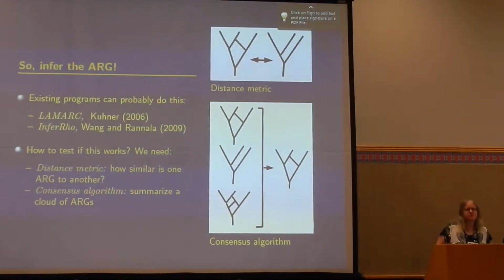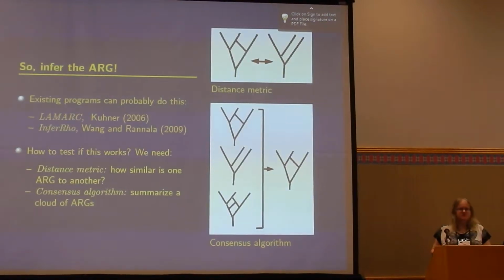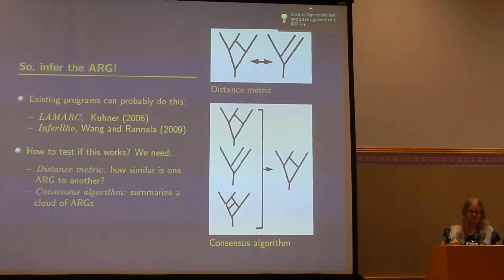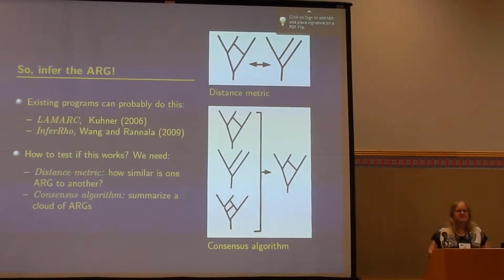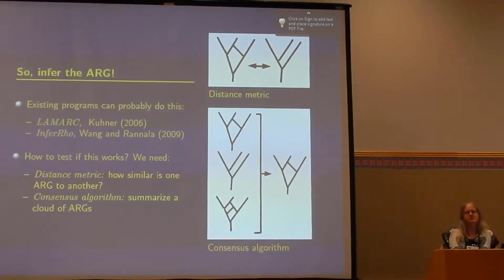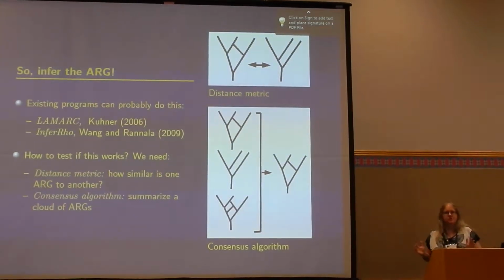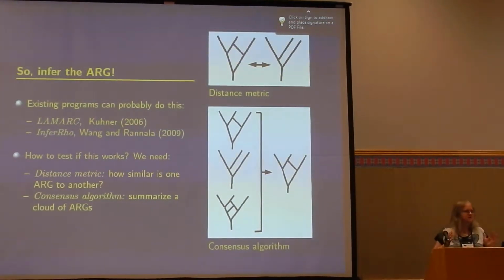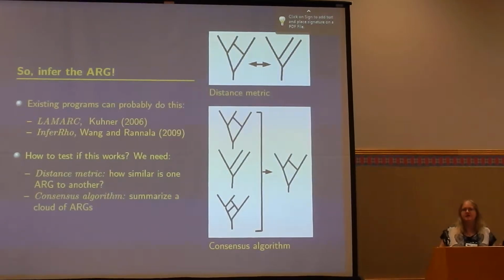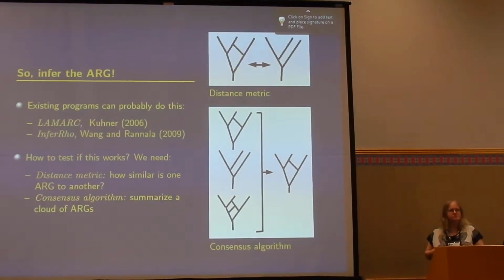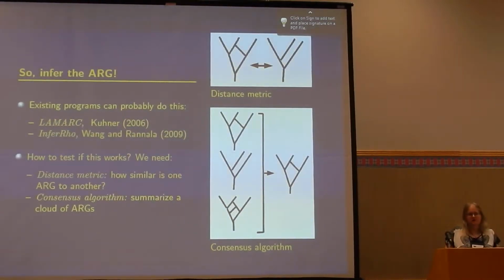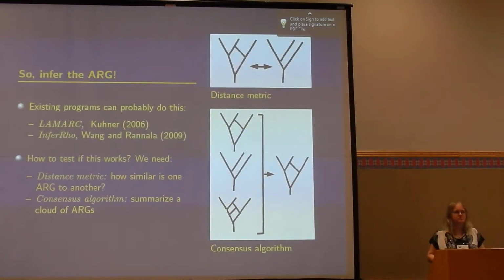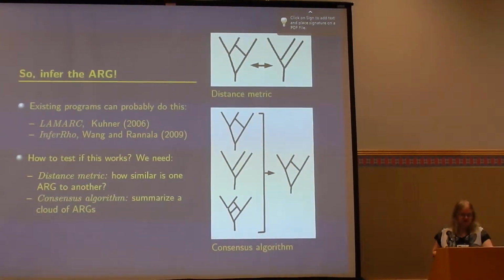There are actually two existing programs that can probably do this: my own program, Lamarc, and the InferRho program from Bruce Rannala's group. But that's not what they're used for. They're used exclusively to infer population parameters like the recombination rate, gene conversion rate, effective population size, things like that. The fact that they are making multiple Bayesian-style inferences of the ARG behind the scenes is ignored. InferRho won't even print out its ARGs, and Lamarc will do so only with an undocumented debugging flag.